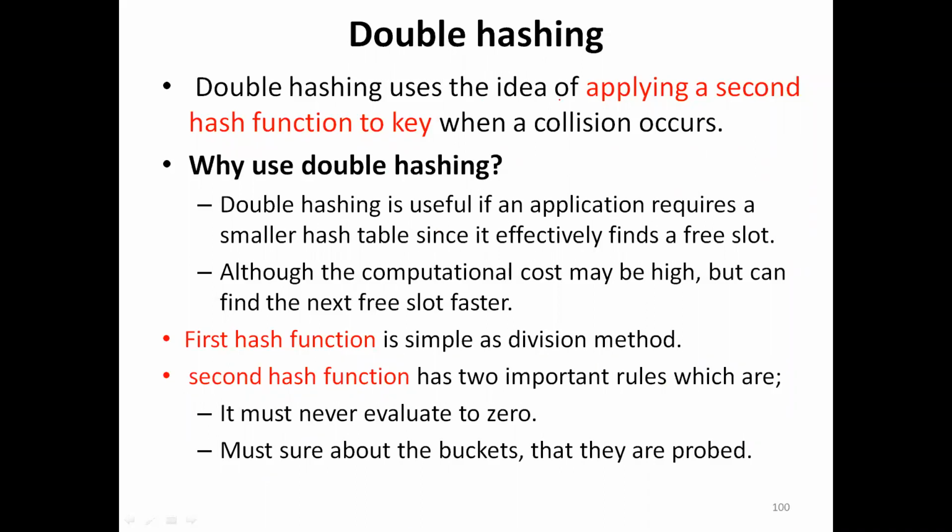Double hashing uses the idea of applying a second hash function to the key. When I use the first hash function, if it is not working, I'll go to the second hash function. I have to use the second hash function to insert the element into the hash table. I need to calculate the hash key. The hash key is nothing but the index of the hash table. You have to know all these terminologies.